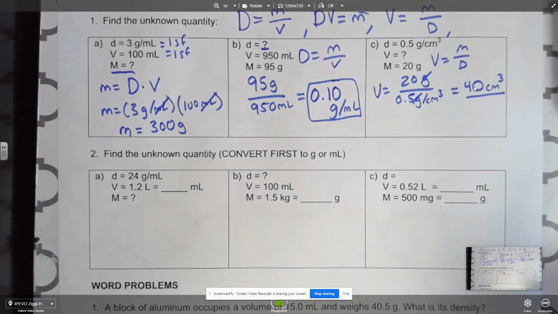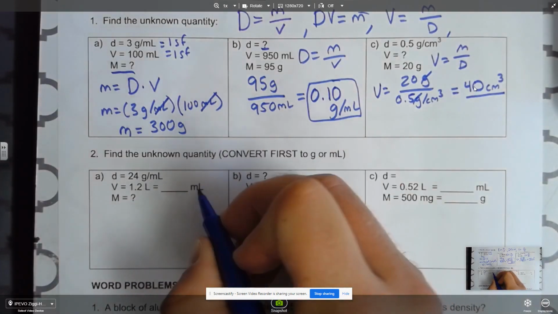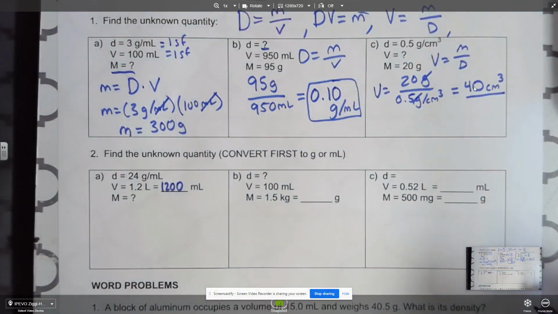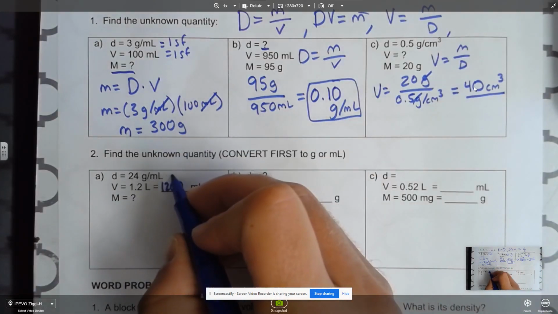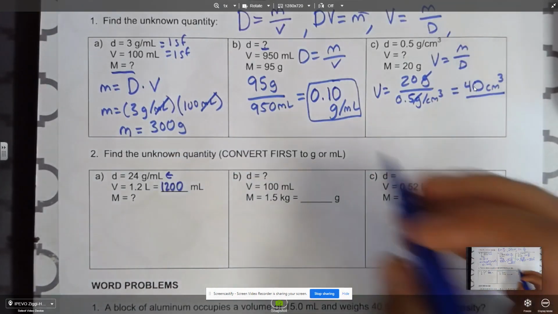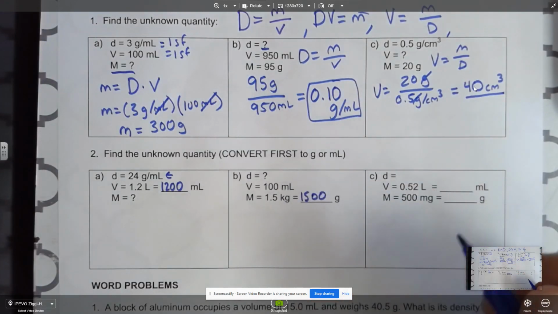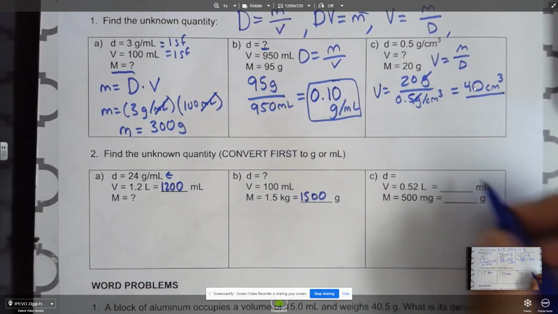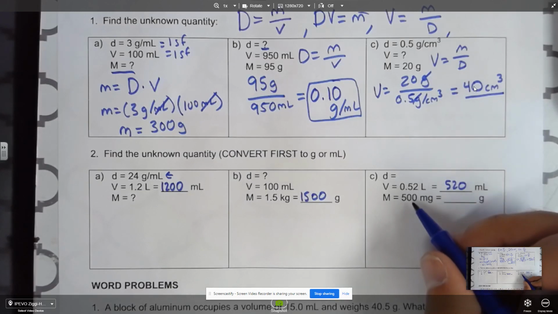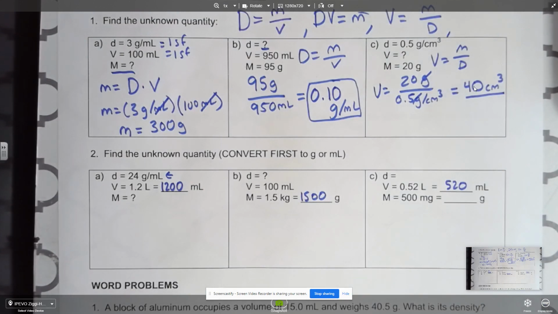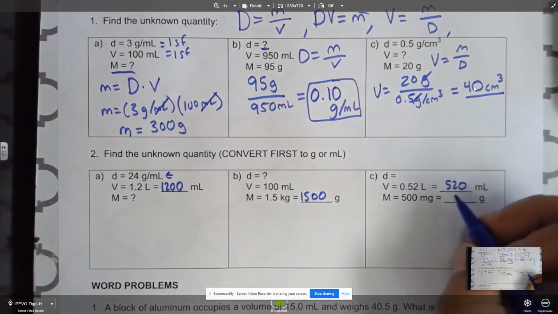Okay, so find the unknown quantity, convert first to grams or milliliters. There are 1,000 milliliters in 1 liter, so that's going to be 1,200 milliliters. The reason we need milliliters is because the density of this is in milliliters. There are 1,000 grams in a kilogram, so this is 1,500 grams. And here, this is 520 milliliters because it's that number times 1,000. And that one times 1,000. Put that in the calculator. Don't mess it up. It's 500,000.